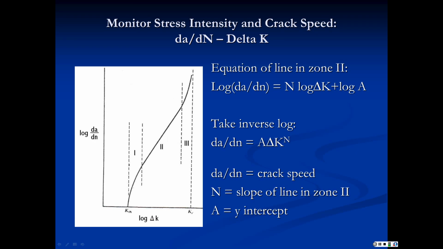If we take the inverse log of the linear equation, we get an expression for the velocity of the crack. dA/dN is A delta K to the n. So n is the slope of this linear portion. A is the intercept, the y-intercept. And if you get those constants, then you have a formula for the velocity of the crack. And we're going to play with this in class and integrate it. You don't have calculus yet, most of you, so I'll do the integration for you to yield a formula that you can use to predict how long a structure is going to last.